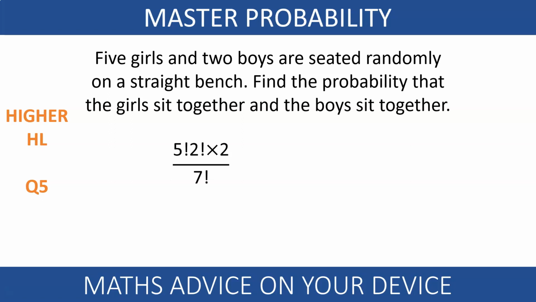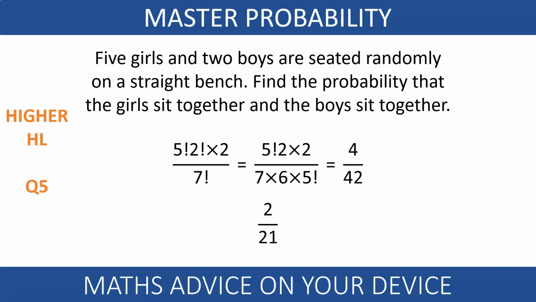Playing with the properties of factorial, 7 factorial can be written as 7 times 6 times 5 factorial. This cancels the 5 factorial at the top. We are left with 42 at the bottom and 4 at the top. That is the other 2 marks.